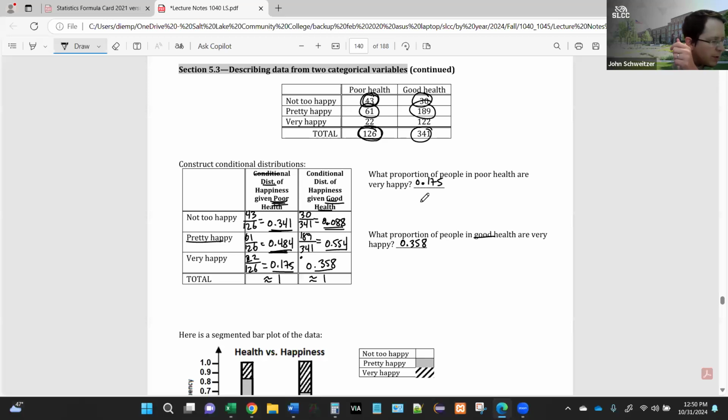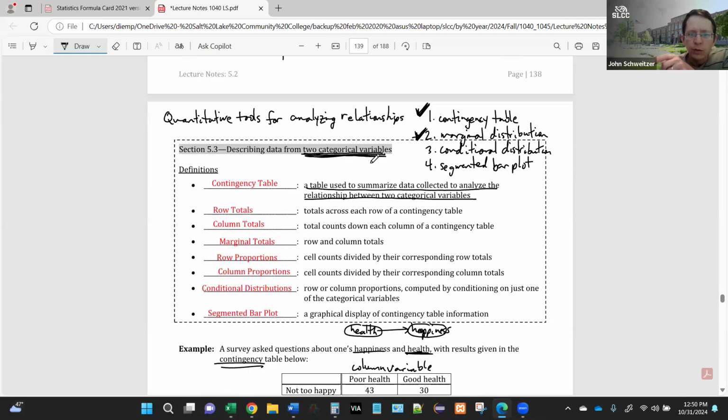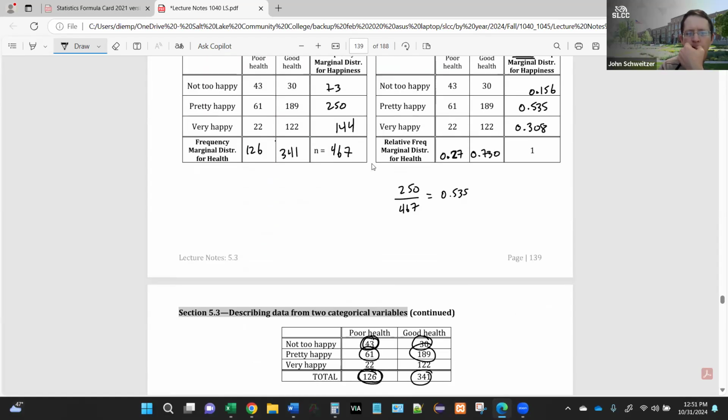There is a fourth technique that we have, a fourth quantitative analytical tool, and that's a graphic this time. It's the segmented bar plot. Okay, so the segmented bar plot is basically a graphical depiction of the conditional distribution. With the segmented bar plot, it's a bar plot. Remember, bar plots came from our chapter on categorical data. So I think this is chapter 2.